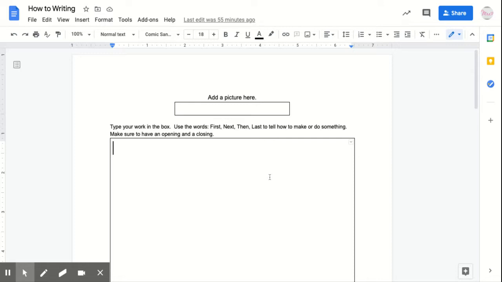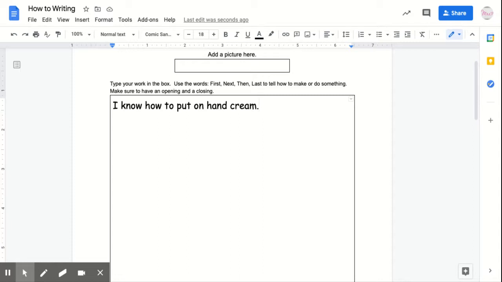I also need to make sure that I have an opening and a closing. Okay, so I need an opening sentence, a closing sentence, and I need my how to. I'm going to tell it using first, next, then, last. So I'm going to think through how to put on hand cream, and then I'm going to work on my writing. So let me start with my opening sentence. I know how to put on hand cream. Period. That's what I'm going to tell someone how to do today. I'm going to give them the directions or instructions on how to put on hand cream. I know how to put on hand cream, period.